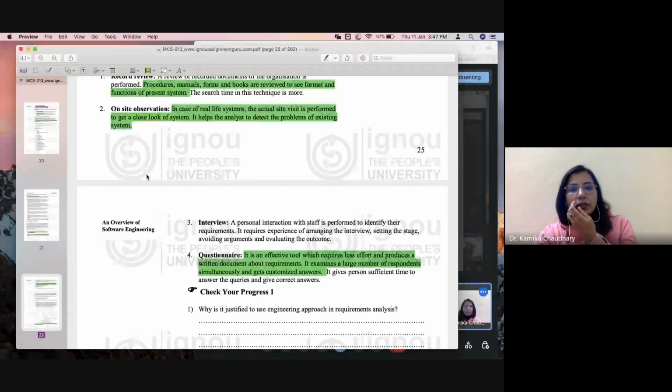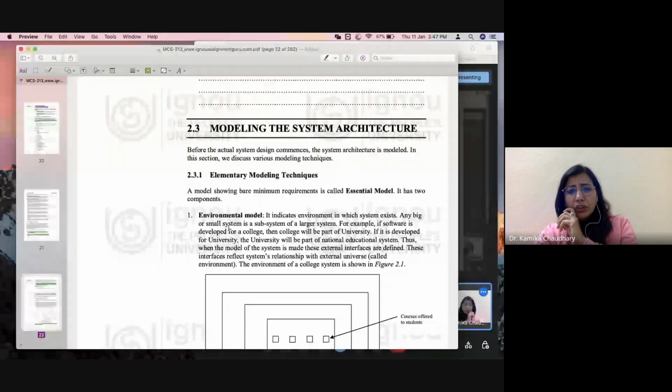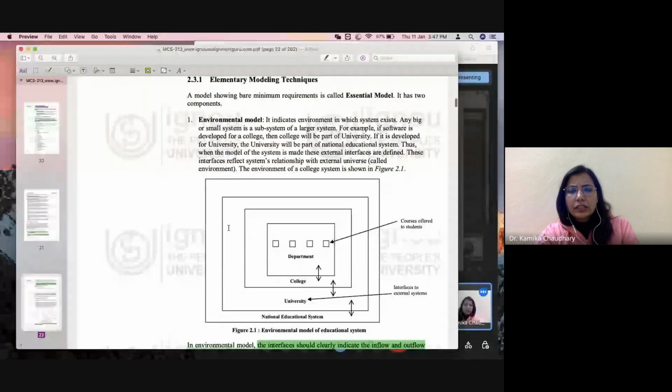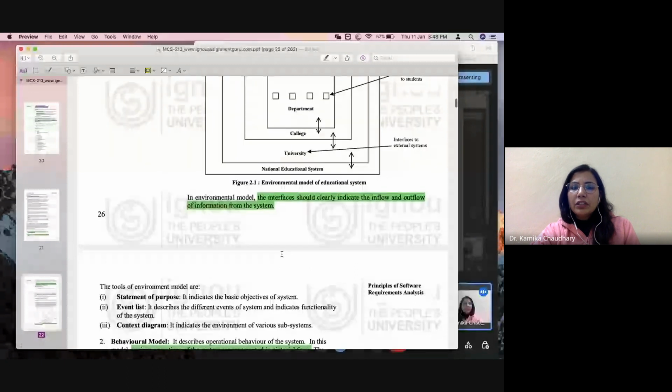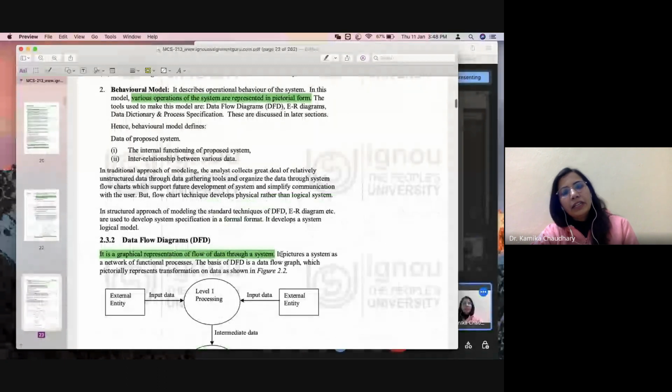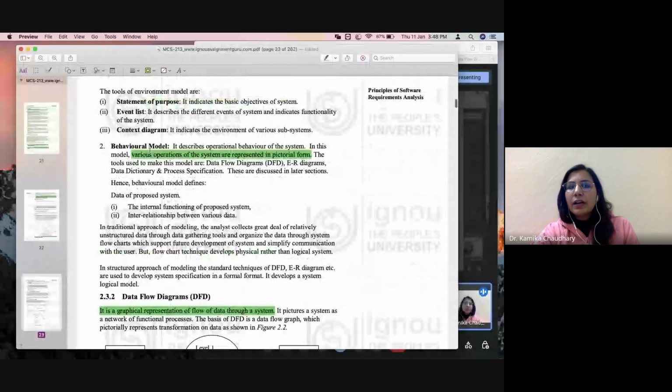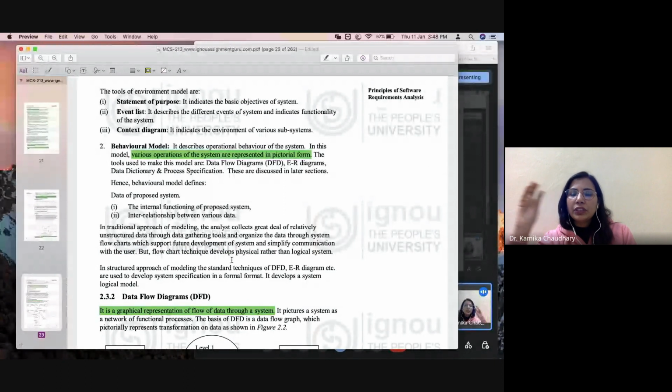Then after that, we are going to move on to modeling the system architecture. These are all the models that are followed. The first model is our environmental model. Then after that, we have the behavioral model. And after that, we are going to study the parts of this behavioral model. We are going to study the DFDs, the ER diagrams, and the data dictionaries, all in the behavioral model.